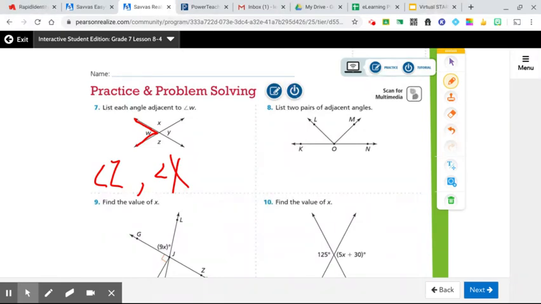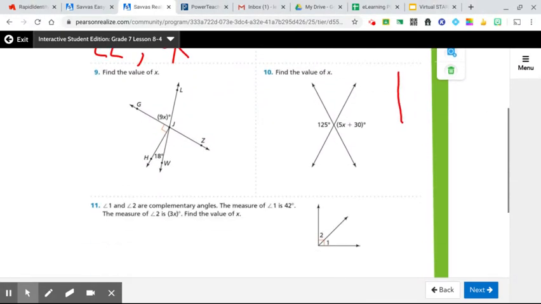The next one I picked for you is number 10, find the value of X. And really, it's because I like algebra.